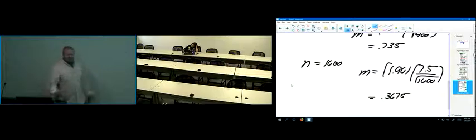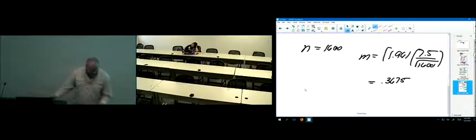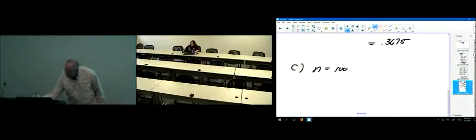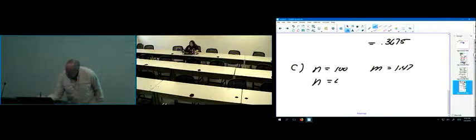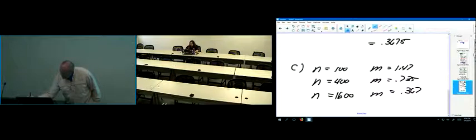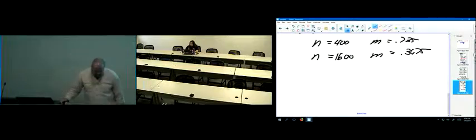The point is this. This is supposed to illustrate something to you. If I start increasing your sample size, what happens to your margin of error? That's what Part C is going to ask me here. Part C says, all right, compare the 3 margins of error. Well, when n was 100, I had 1.47. When n was 400, my margin of error was 0.735. When n was 1600, my margin of error is 0.3675.